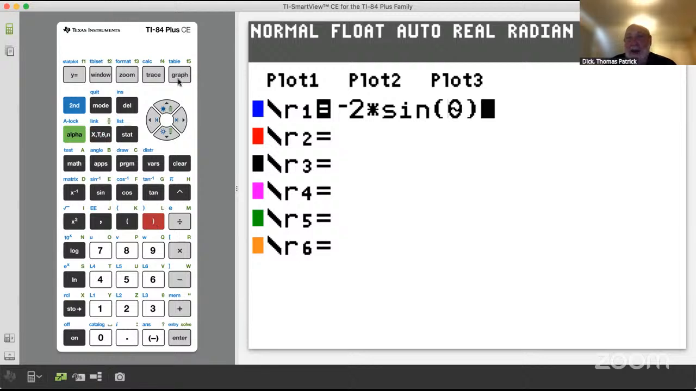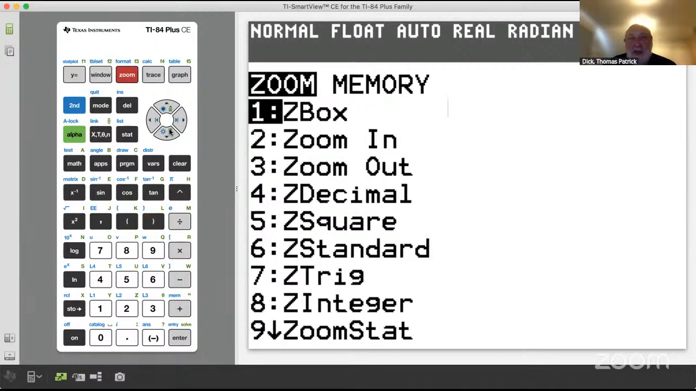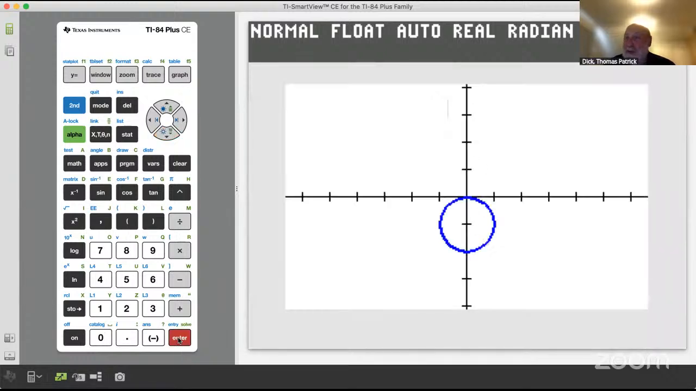And let's go ahead and graph. I'll just go ahead and do a zoom decimal. That's kind of my favorite window, kind of by default. Boom, there's that circle that Steve got. And now I'm going to try a trace and see what happens there.